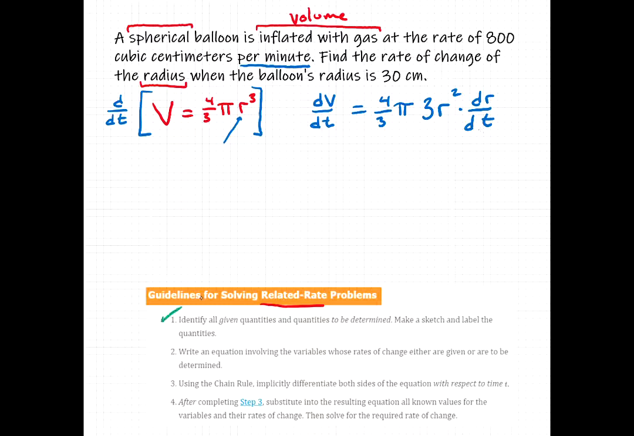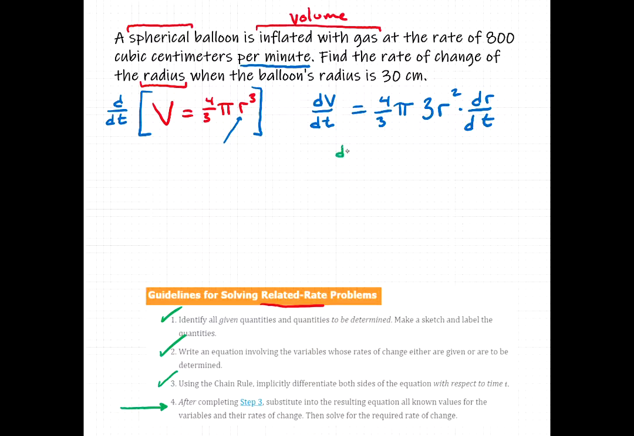Okay, so we've identified the given quantities and the quantities to be determined. We've written an equation involving the variables, that's what we have in red, whose rates of change we either know or need to know. We took the derivative using the chain rule and implicit differentiation. Once we have the derivatives, or the rates of change, now we can plug in the given values.